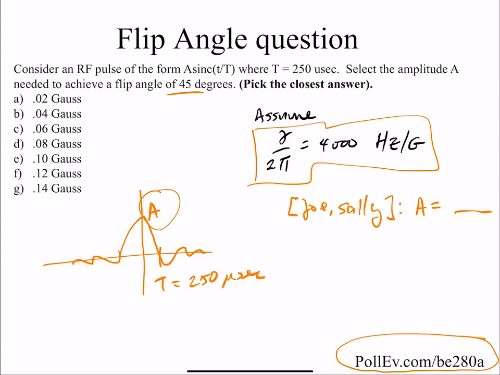Yes, question. The area is going to be A times something, because the amplitude is part of the area. So the expression for the area will have A in it, and you want the area times gamma to equal pi over 4.